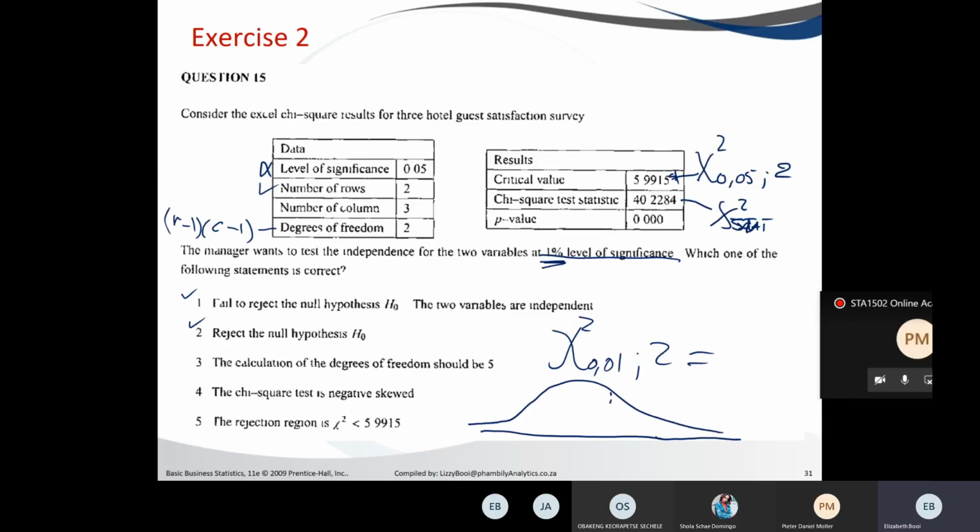Going to determine our region of rejection there, and anything that falls in the shaded area will be rejected, and anything that falls there will be rejected based on that level of significance. Then the other thing, that's all they're asking you.